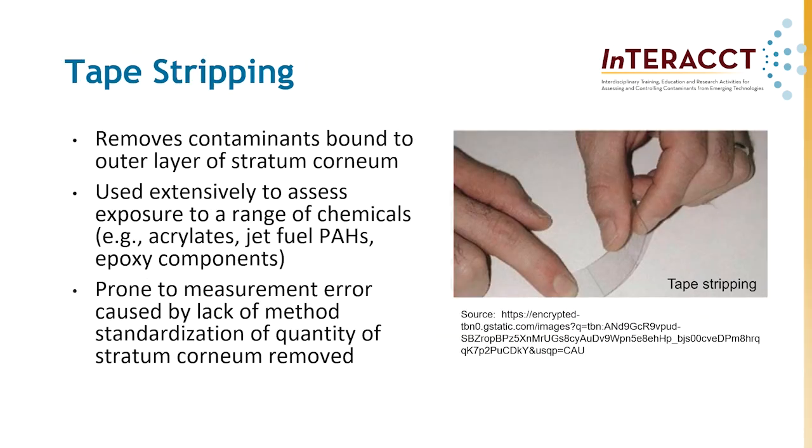Tape stripping is another type of surface sampling. In this case, surface residues that are bound to the outer layer of the skin, or stratum corneum, are pulled off by tape. This approach has been used extensively to assess exposures to chemical components of jet fuel, PAHs, and epoxy components. Tape stripping is more invasive than wiping methods and is prone to measurement error, introduced by the lack of method standardization of how much of the stratum corneum is removed. This method is subject to different results associated with differences in application of the tape removing, so the results are quite variable.